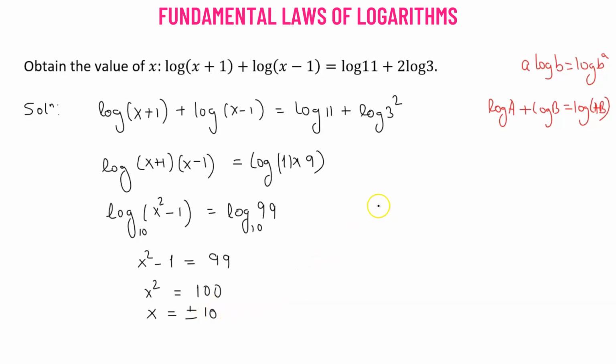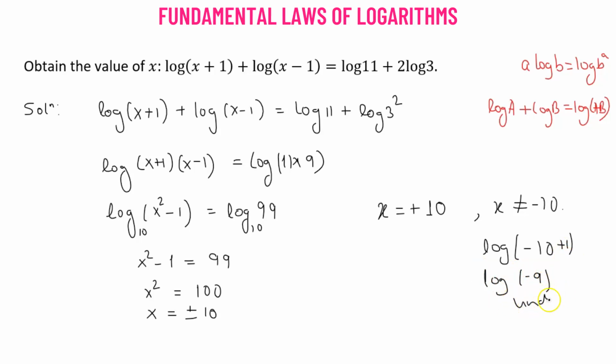But the problem here is we can have only one value of x, and that's going to be a positive value. That means x can only take the value positive 10. It cannot take the value negative 10, because if we have negative 10, then this will give us log of negative 10 plus 1, which is log of negative 9, and this is undefined. Log of x is defined for all values of x greater than 0 only. For all values of x less than or equal to 0, it is invalid. So our value of x is going to be equal to 10.